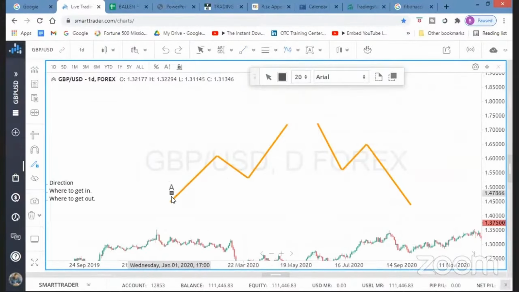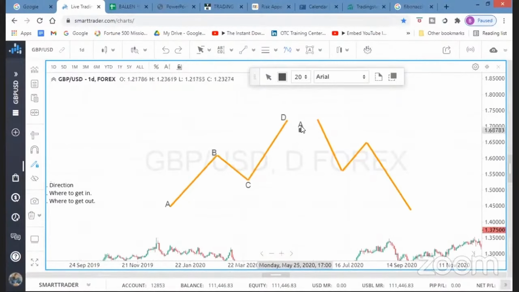So look, here's our A, here's our B, here's our C, here's our D, which represents completion for that wave cycle. Here's our A, here's our B, here's our C, here's our D.